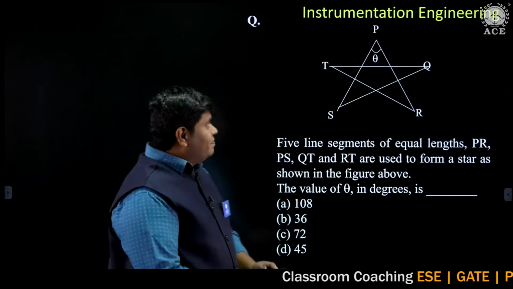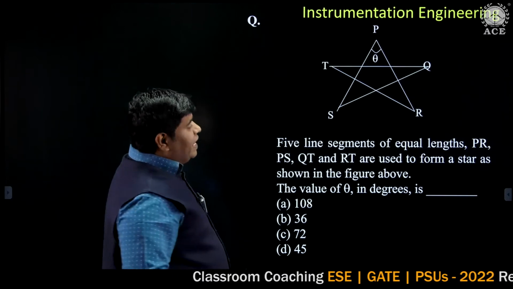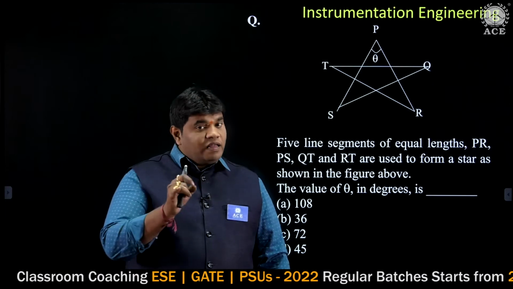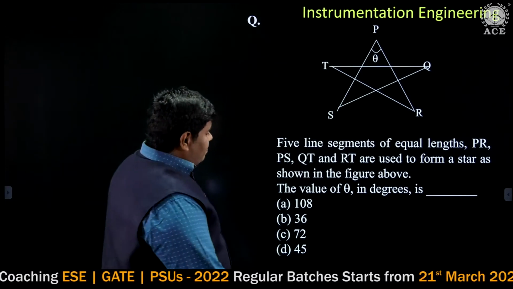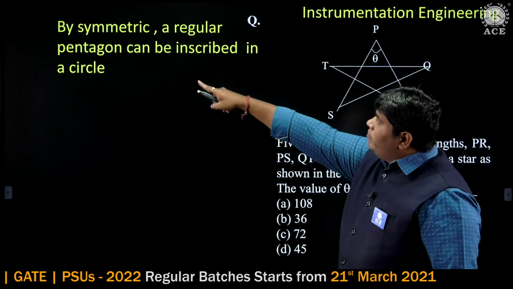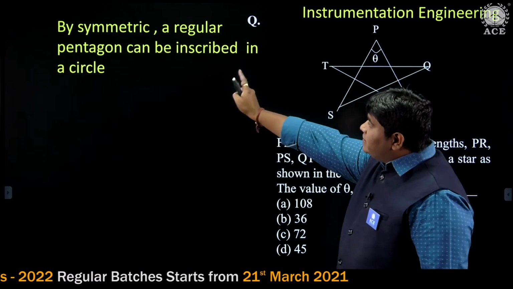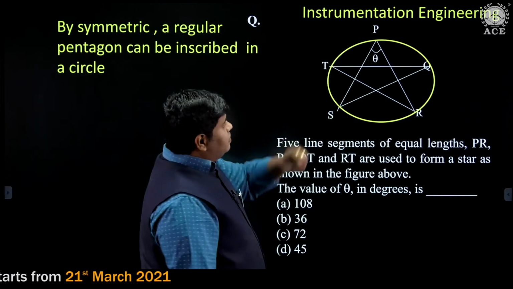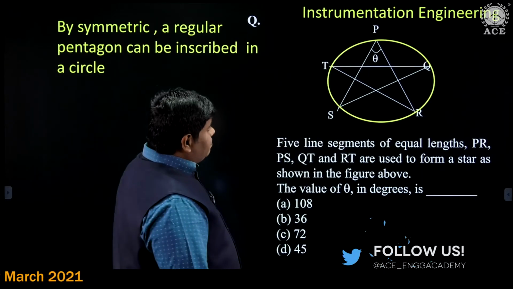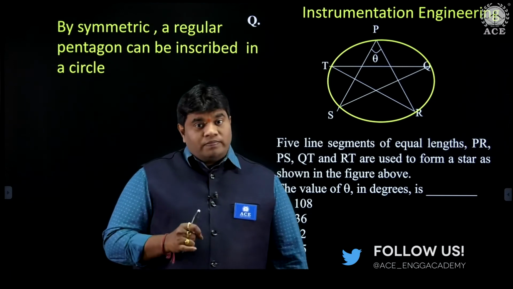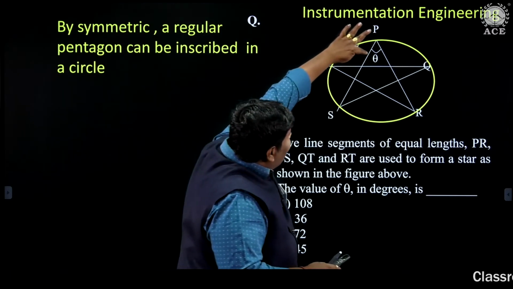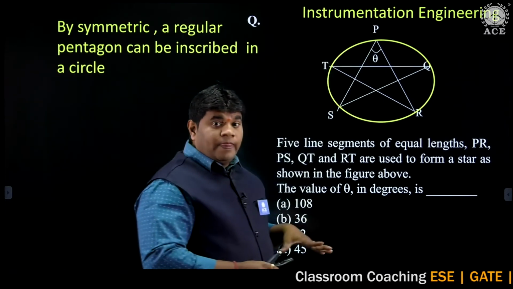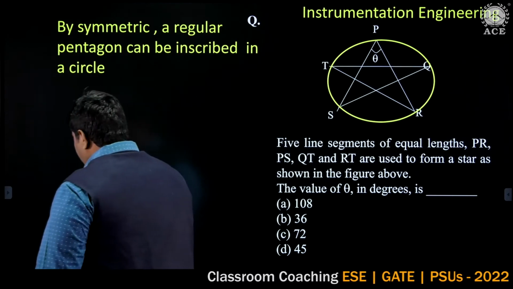Okay, observe. This is a regular pentagon, exactly inscribed in a circle. By symmetry, a regular pentagon can be inscribed in a circle. Next, based on the rules, this inscribed angle is equal to half of the angle of the arc.